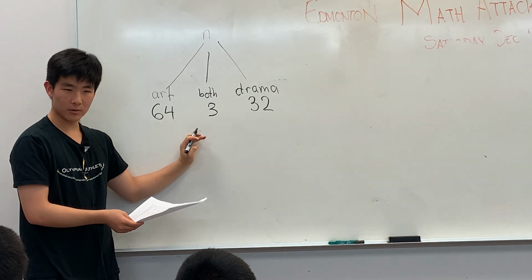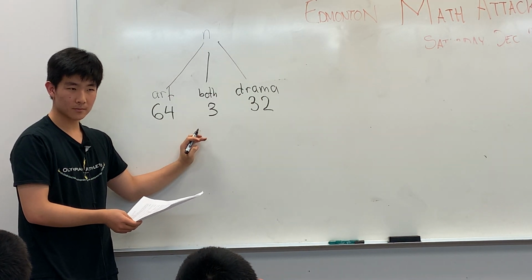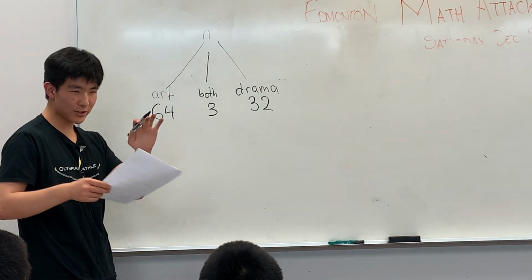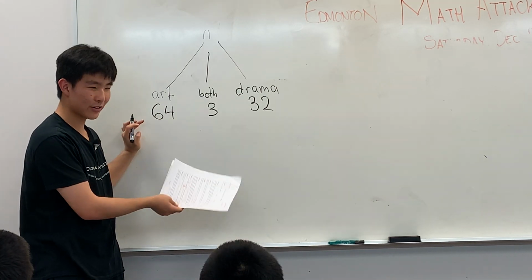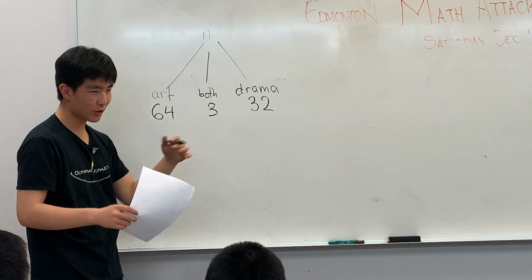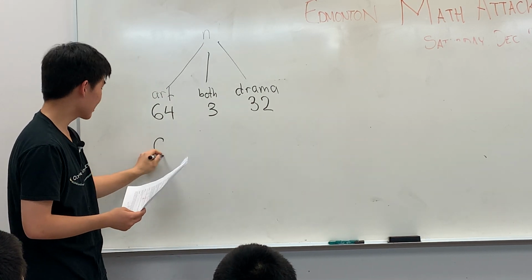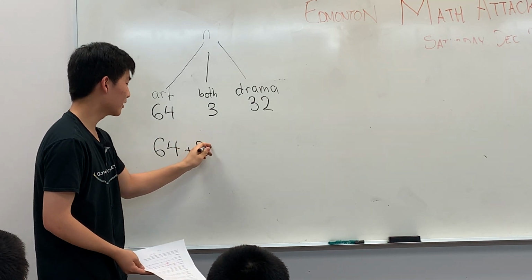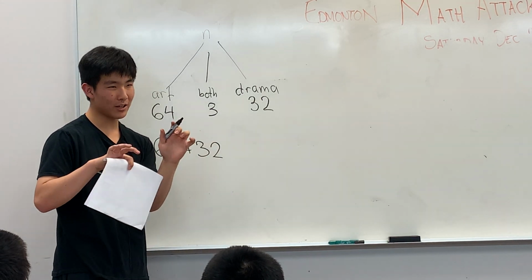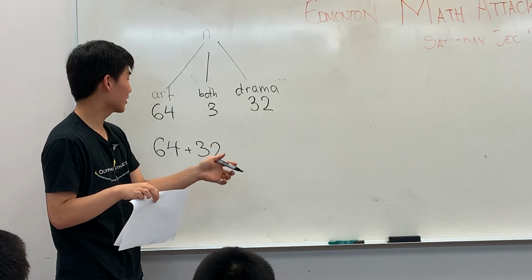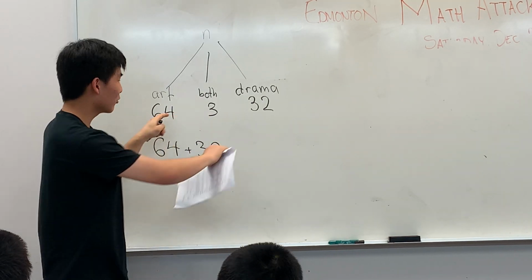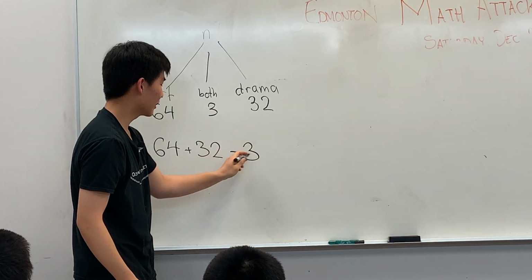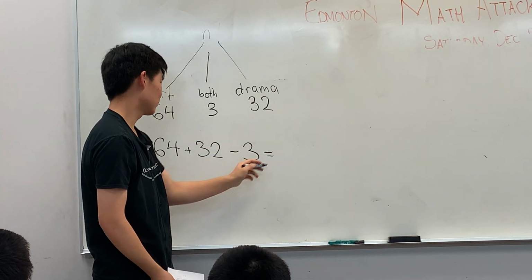Yes, you can. So the idea is, you know that every student is either taking art or taking drama. So you know the total number of students should be 64, the number of students in art, plus 32, the number of students in drama. But then you have to subtract for overcounting, because everyone who's in both will be counted in both of these sections. So it would be minus 3, which would give you 93.